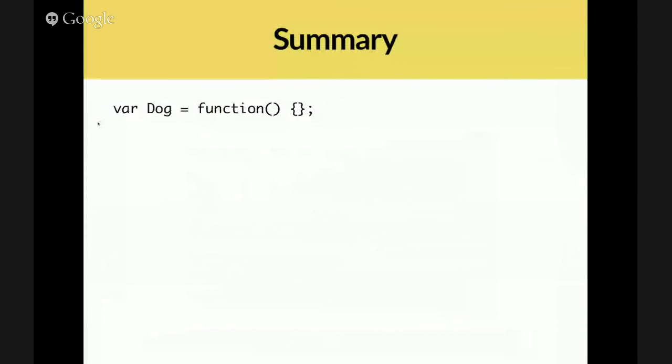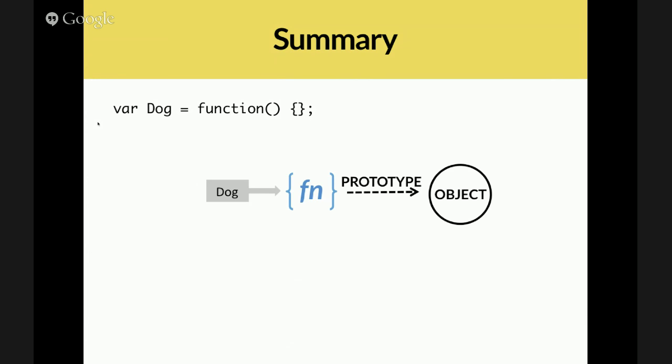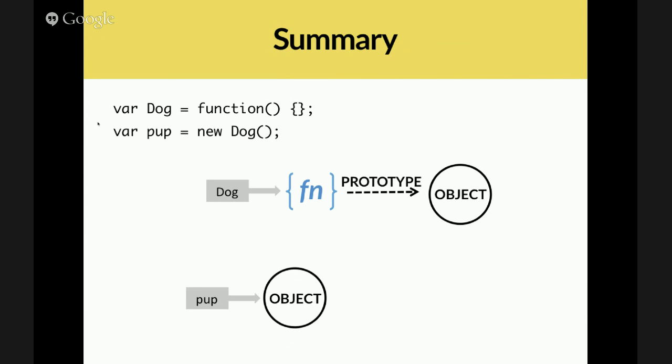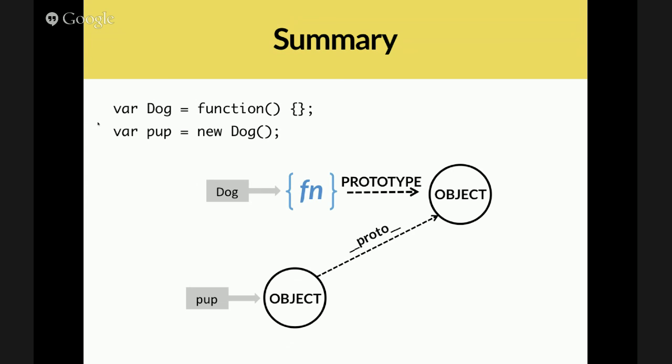So, in summary of talking about new and how proto is set and prototypes are used, we have our Dog constructor function, which looks like this in memory. Dog is a pointer to a function in memory, and it has a prototype property pointed to an object in memory. This is with that one line of code. If you say pup equals new Dog, the new keyword is creating a new object in memory with its proto property pointed to the prototype of our constructor, and it's going to invoke the constructor with our new object with pup as the context.